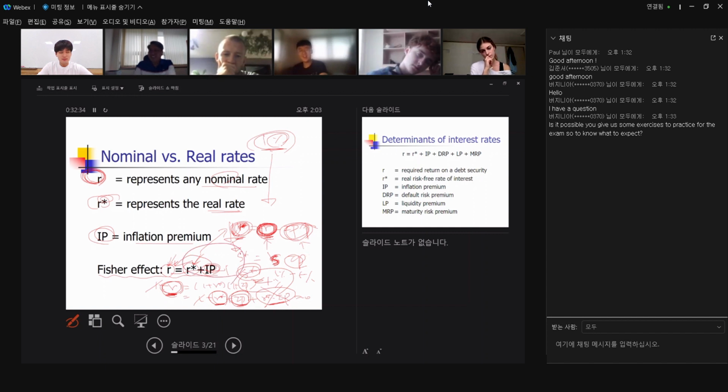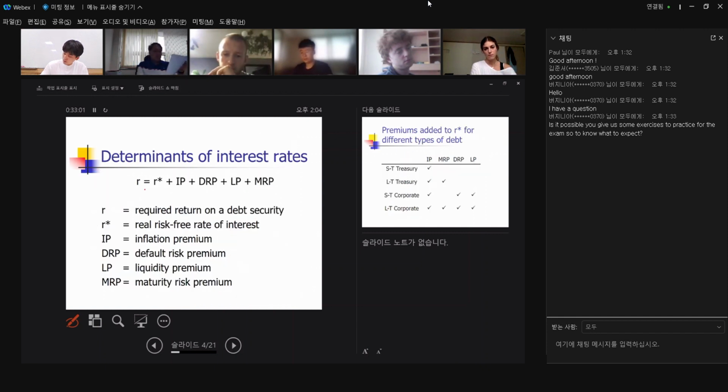All right, so that's the Fisher effect. If you want to keep the real interest rate or real salary growth rate, then the nominal growth rate, nominal interest rate, should increase as much as inflation premium increases. Okay, that's the Fisher effect. All right.